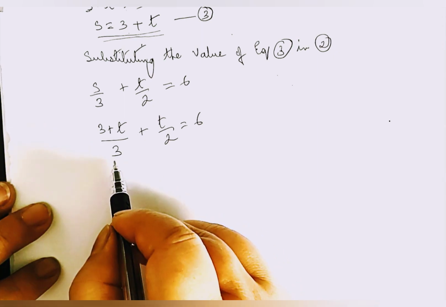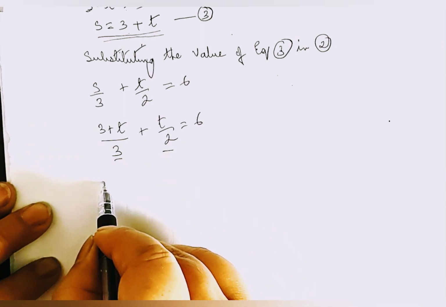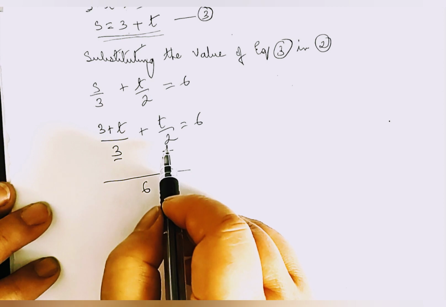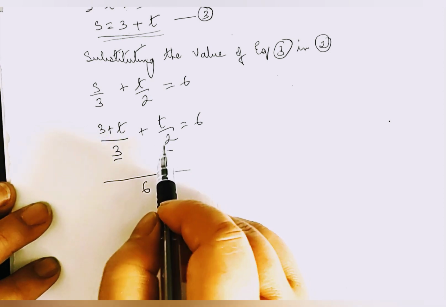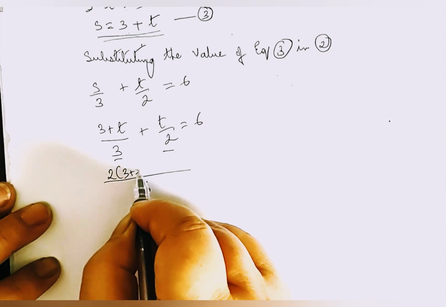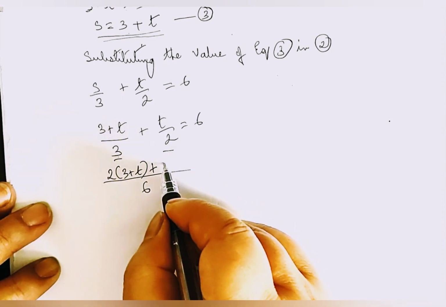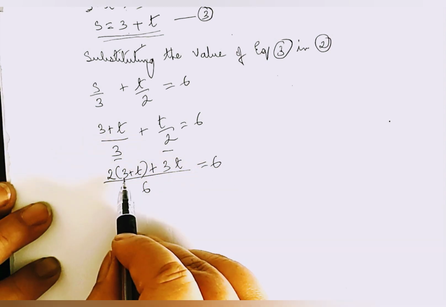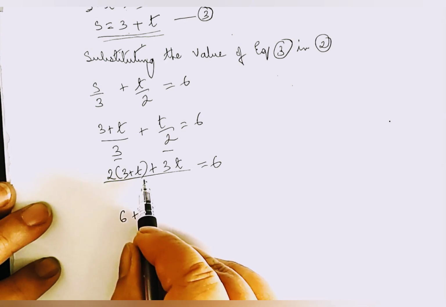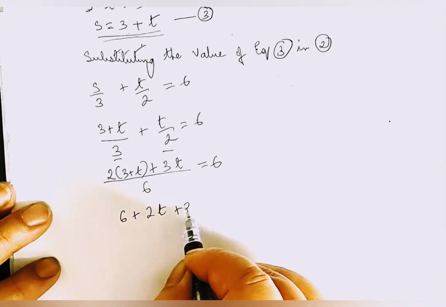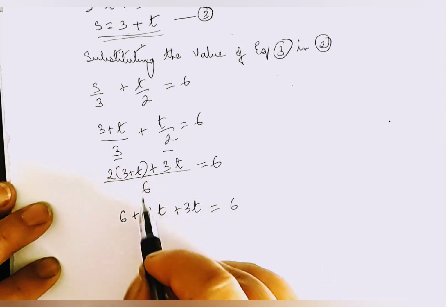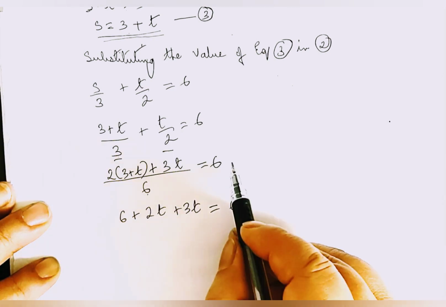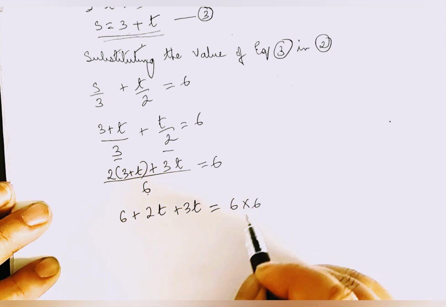What you have to do now, you have to take the LCM of these two numbers, and you know the LCM of these two numbers is 6. Now what I have to do is, 3 plus t into 2, I will write it here, that is 2 into 3 plus t, plus this 3 will go here, that is 3 into t is equal to 6. Now 2 into 3 is 6 plus 2 into t is 2t plus 3t is equal to this 6, and I have to take this 6 over here. Now as it is, this number is divided by 6, when I am taking it to the right hand side, it will become into 6.